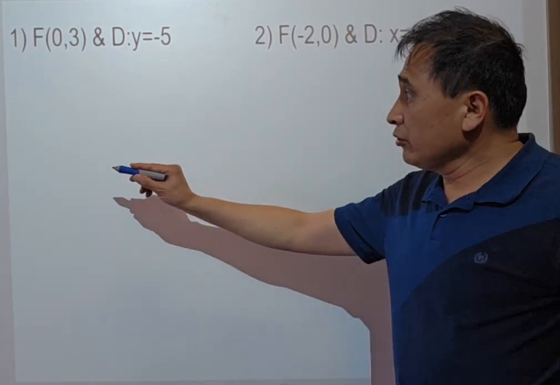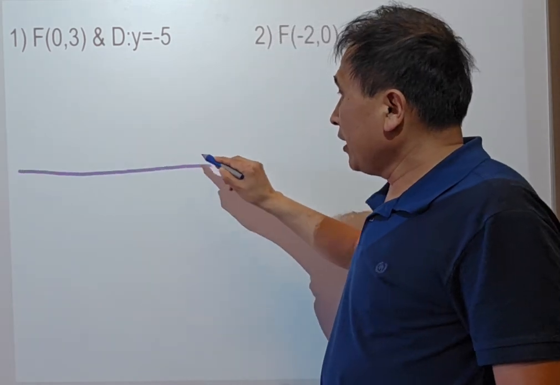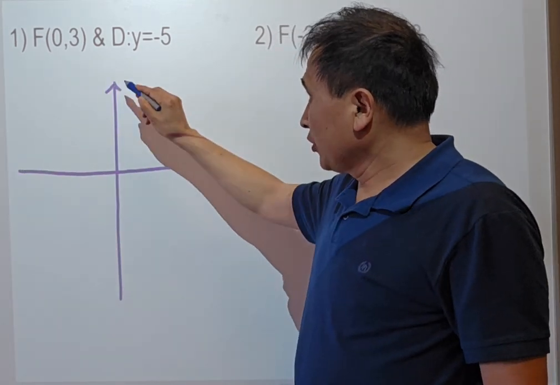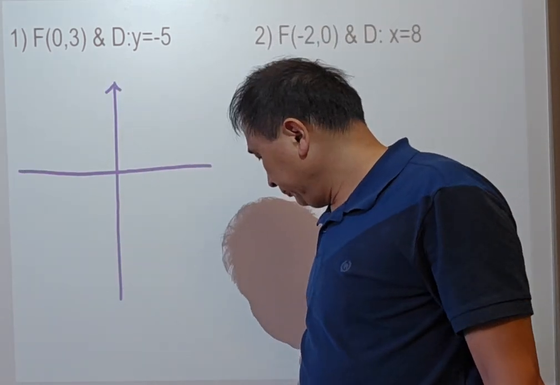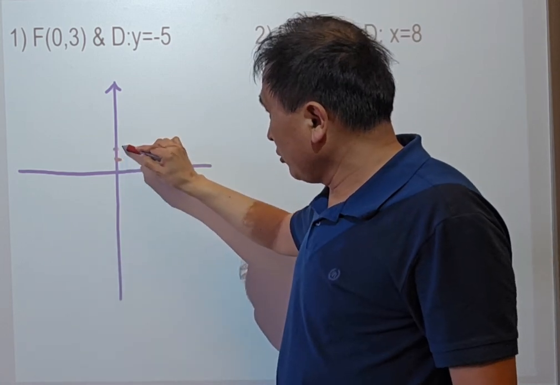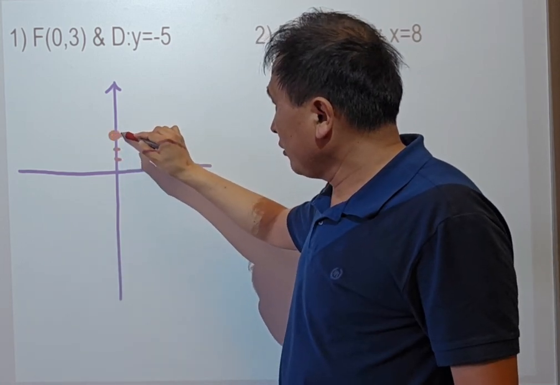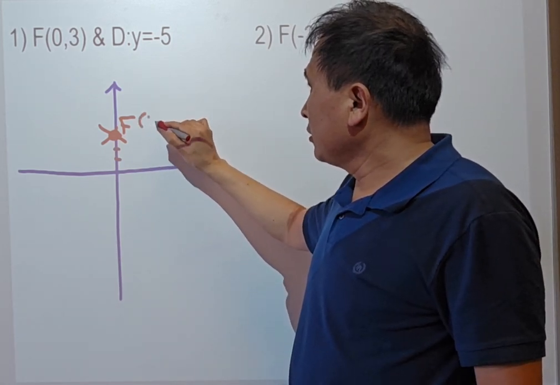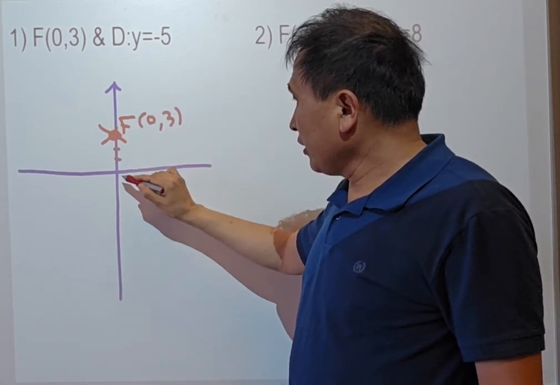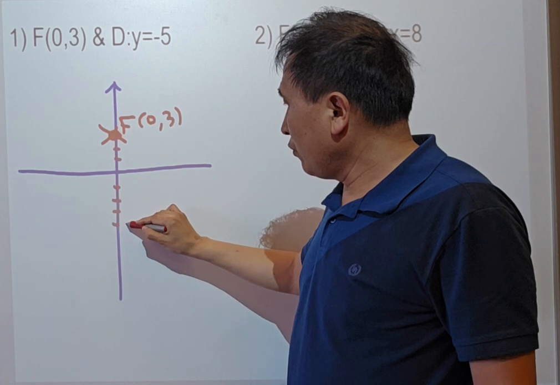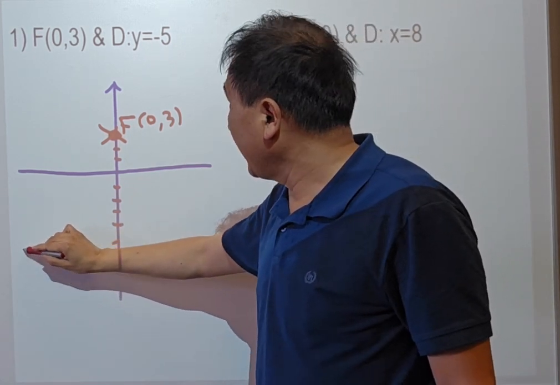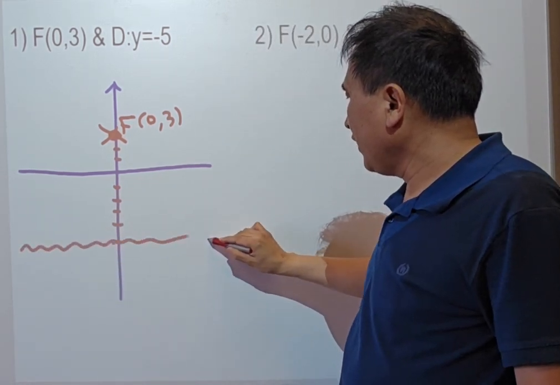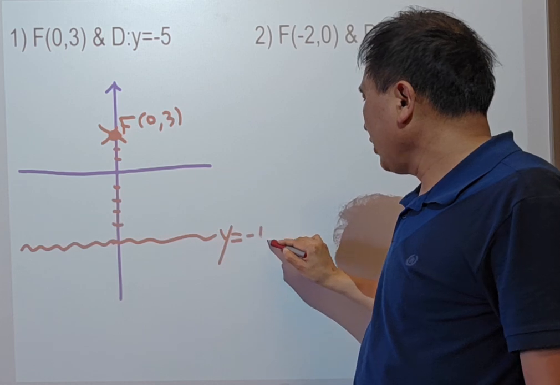And then let's do one more, because when the focus and directrix are given, let's find the equation. In order to do that, you had better draw the graph. That's easier. So 0, 3, which is 1, 2, 3 right there. So 0, 3 is right here. That's the focus. I usually mark the focus with an X at 0, 3. Y equals -5. So 1, 2, 3, 4, 5. So that's the line Y equals -5. That's the directrix.